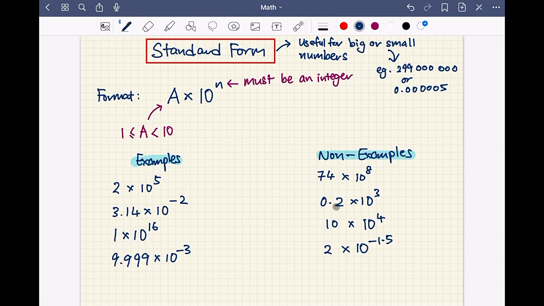The next one will be 0.2. This is less than 1, so that's not allowed. The front number is obviously the problem. And a third example, likewise, the front number is the problem, and it's 10, so it cannot be a 10, it has to be less than 10. Obviously, this one can also be rewritten in standard form, but again, not going to explore that for now. And then the last one is 2 times 10 to the power of -1.5. As mentioned, the power of 10 has to be an integer, right? So this is obviously not an integer, and that's not okay.